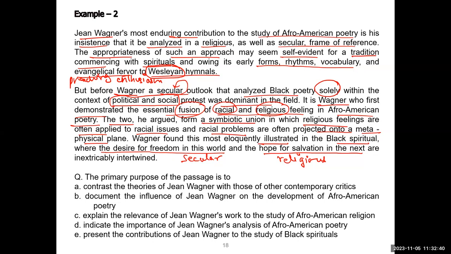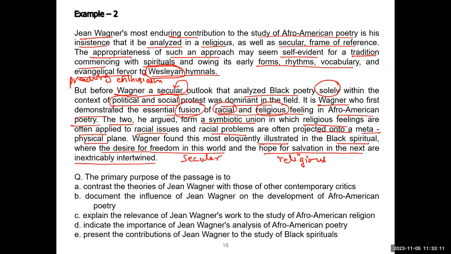And both these ideas are inextricably intertwined. Inextricably means they cannot be pulled apart. They are intertwined, they're blended. They are so thoroughly blended that you cannot separate them. So both things, secular and religious, you will find in Afro-American poetry. In fact, he gives you examples of Black spirituals as well. Did you understand?